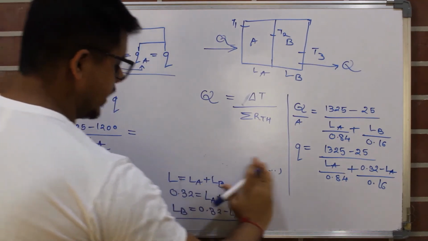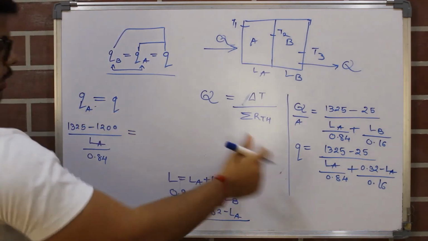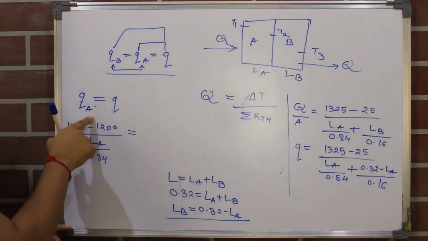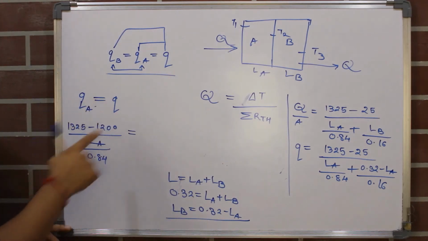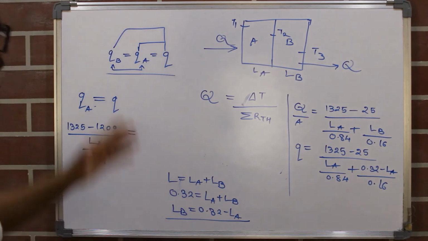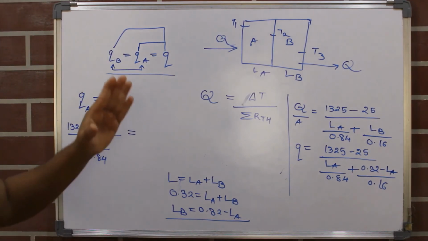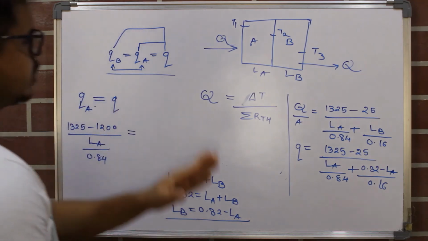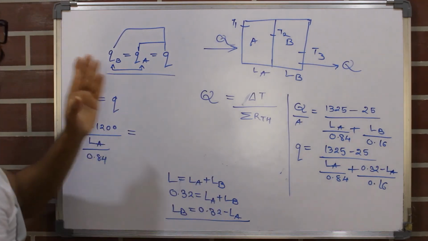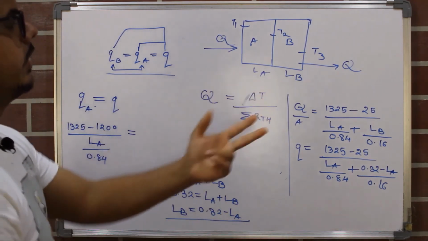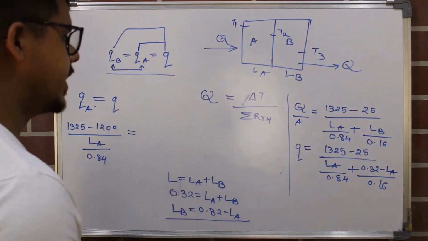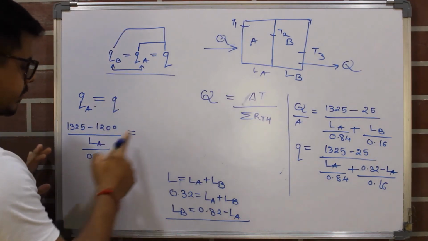Now we will write here QA is equal to Q. Why can we equate QA equal to Q? Because the walls are in series combination and we have the steady state heat conduction condition, and as the walls are in series combination, the total heat transfer rate and the individual heat transfer rate for each of the walls will remain the same. So we can equate.